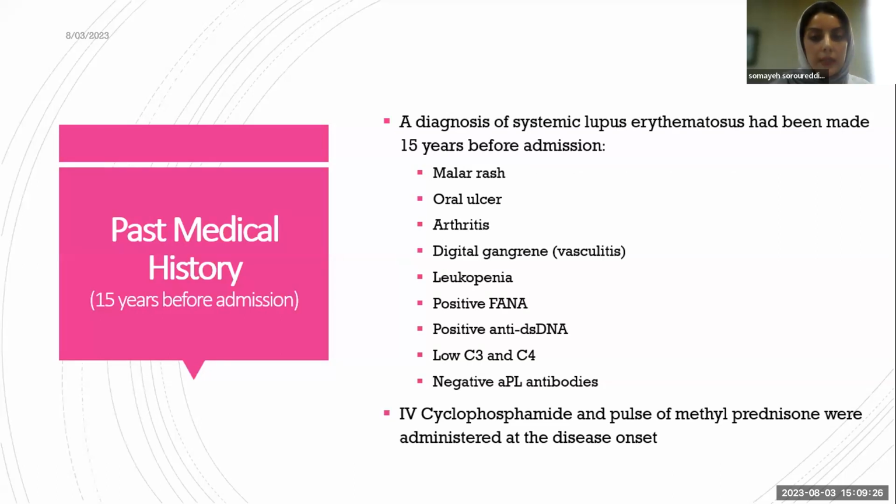A diagnosis of systemic lupus erythematosus had been made 15 years before admission with malar rash, oral ulcer, arthritis, digital gangrene, digital vasculitis, leukopenia, positive FANA, positive anti-double-stranded DNA, low C3 and low C4, negative APL antibodies. IV cyclophosphamide and pulse methylprednisolone were administered at disease onset because of digital vasculitis. That cyclophosphamide was continued for 12 periods.